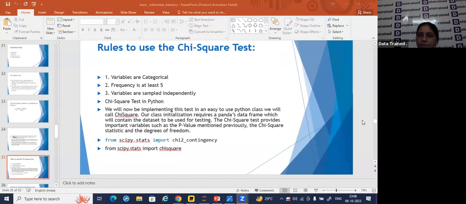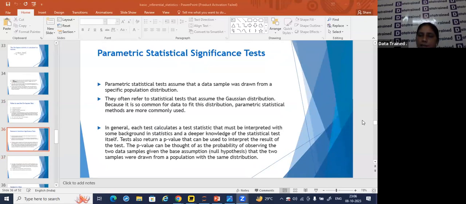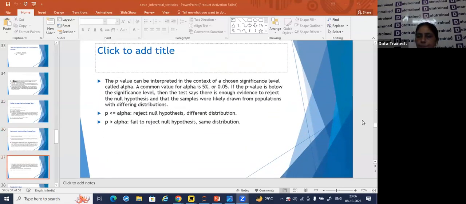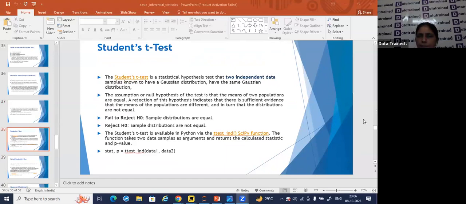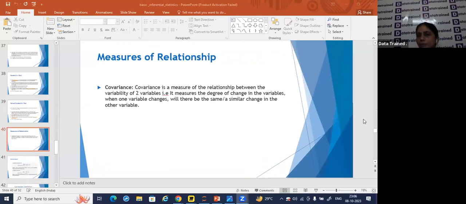I'll be just doing step by step here. This parametric significance test are the T test. These are all things which I'm discussing. Whenever I want to have a measure of relationship, there I can go ahead with regression test.